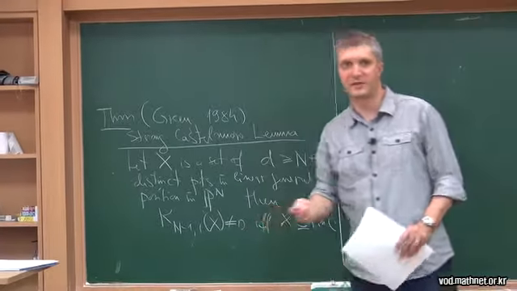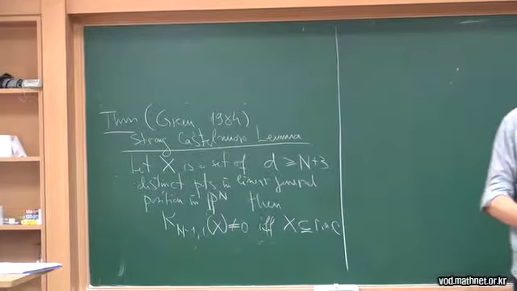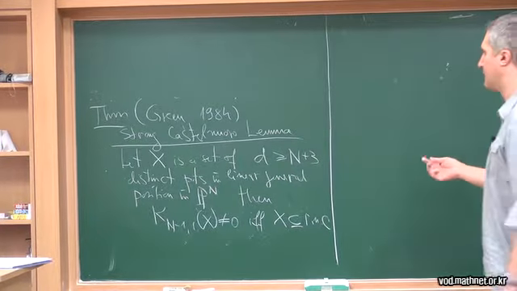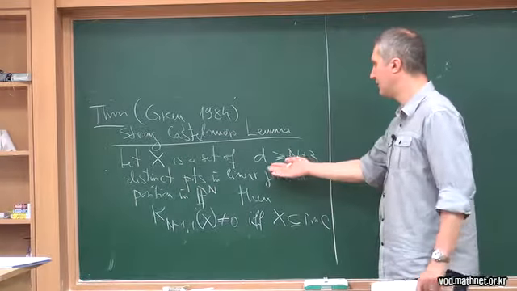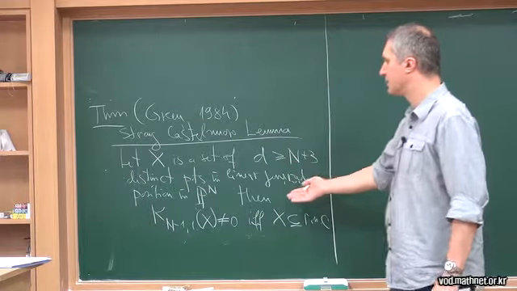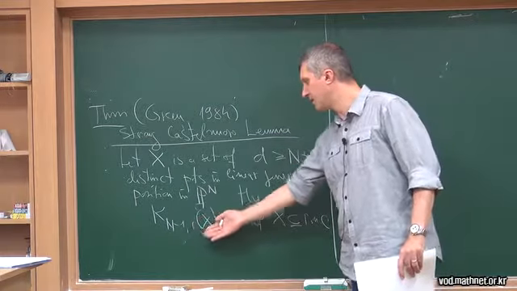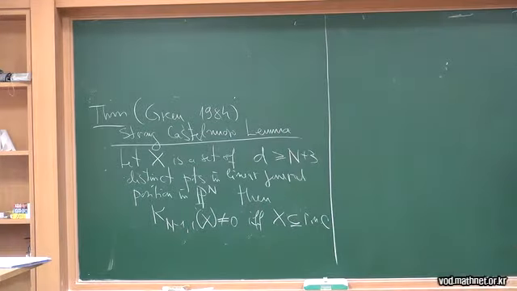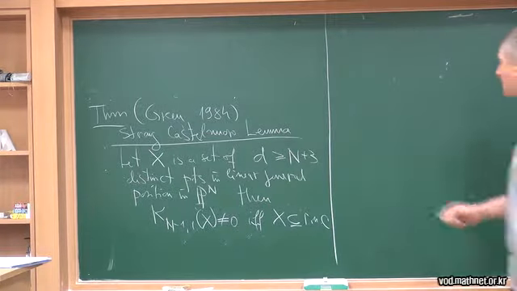Let's prove the strong Castelnuovo lemma of Green. So what does the strong Castelnuovo lemma say? That if we have at least n plus 3 points X in linear general position in P^n, then K_{n-1,1}(X) is different from 0 if and only if X is contained in a rational normal curve.